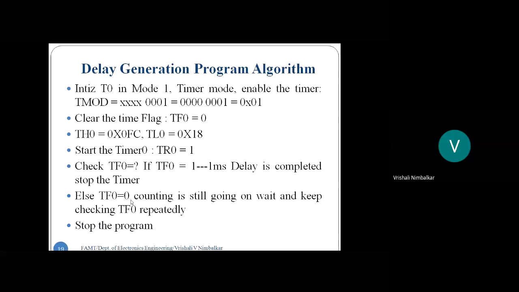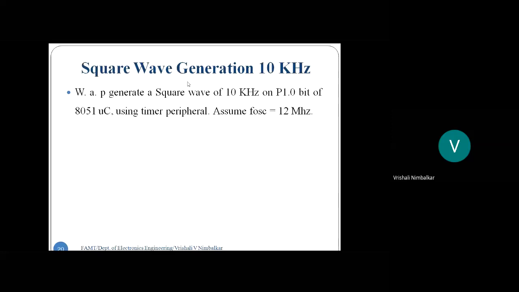Now in today's lecture, we will see how to generate a square wave of 10 kilohertz, right? So we will see square wave generation using timer counters. Let us look at the statement. Write a program to generate a square wave of 10 kilohertz on the P1.0 bit of microcontroller 8051. Use timer counter peripheral. Is that okay?